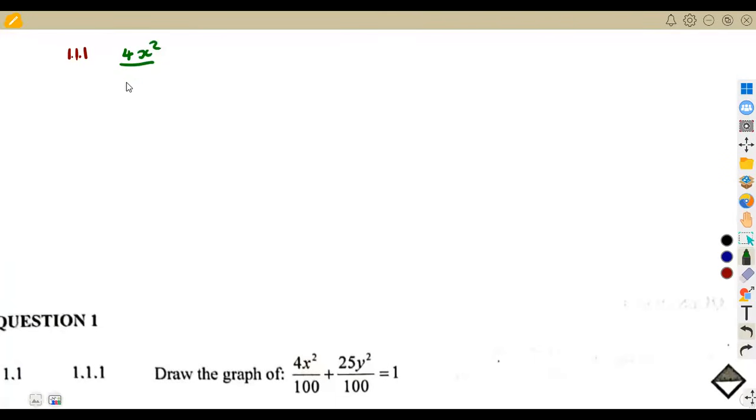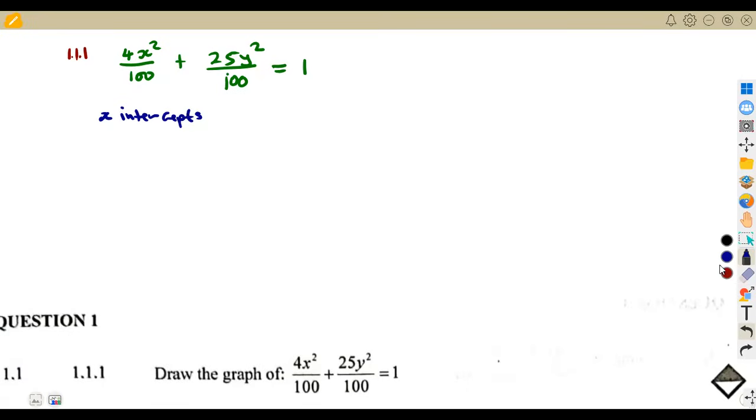We are given 4x squared over 100 plus 25y squared over 100, which is equal to 1. So either you can clear the fractions if you want. This one is a choice, but what we just need here is to find the intercepts, that is the x-intercepts in this case.